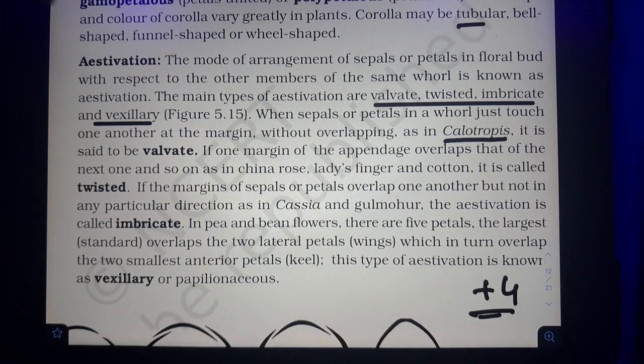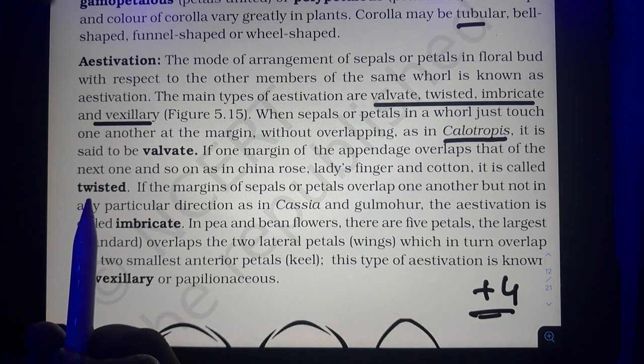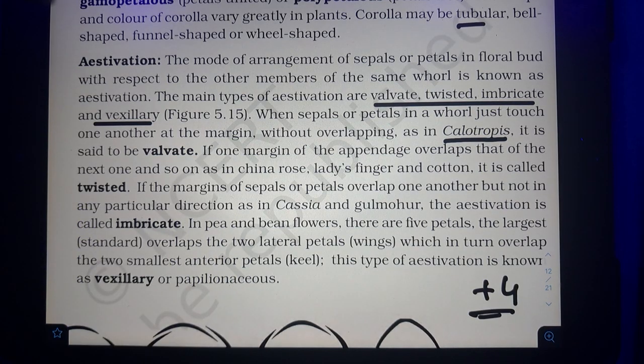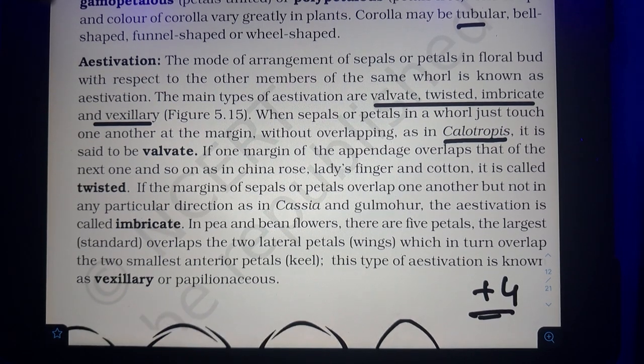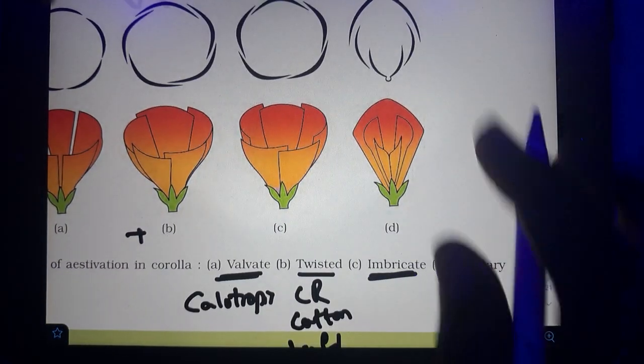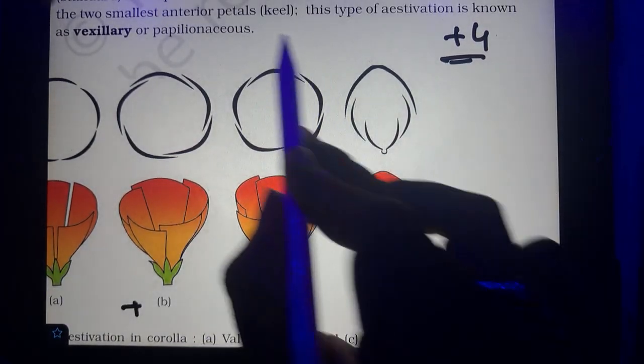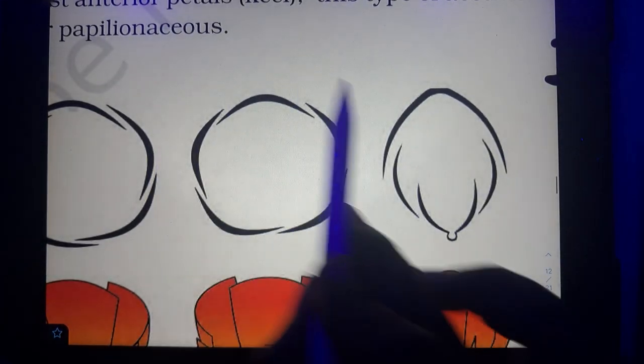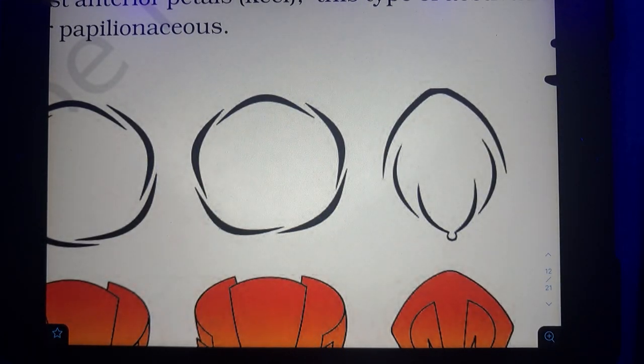If the margins of the sepals or petals overlap one another but not in any particular direction, it is known as imbricate. The examples are cassia and gulmohar. Here, in imbricate, you can observe the sepals overlap each other and there is no particular direction in it.